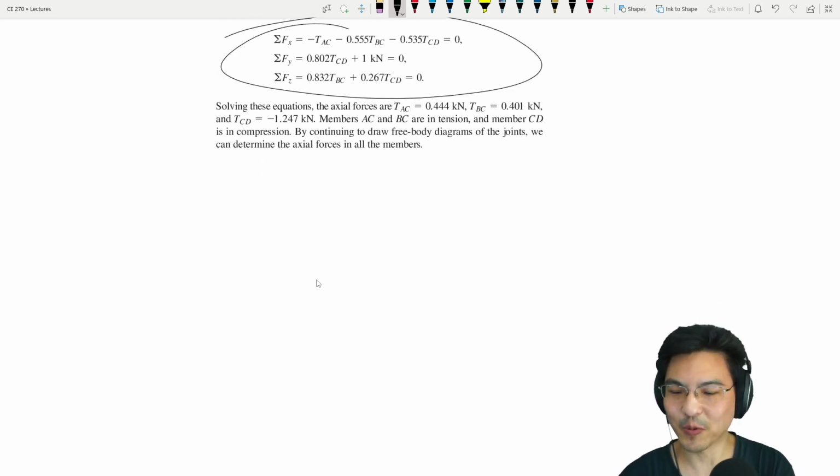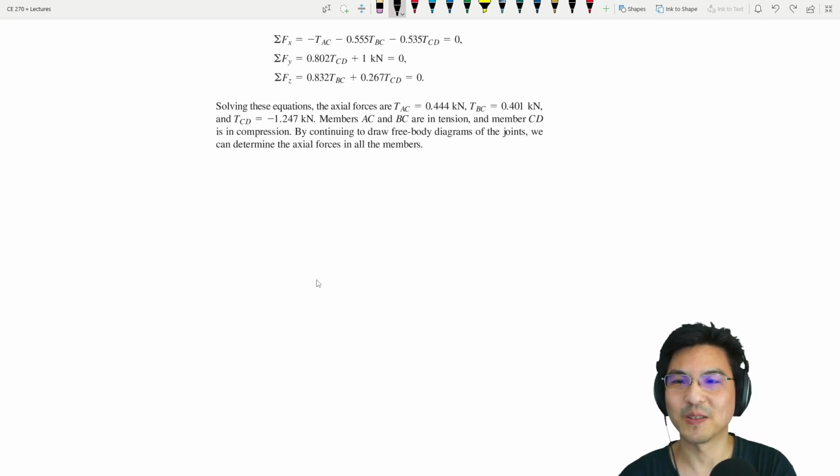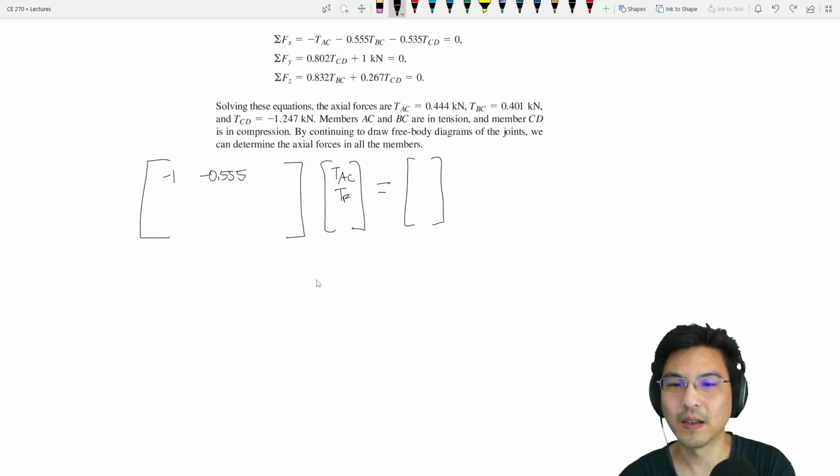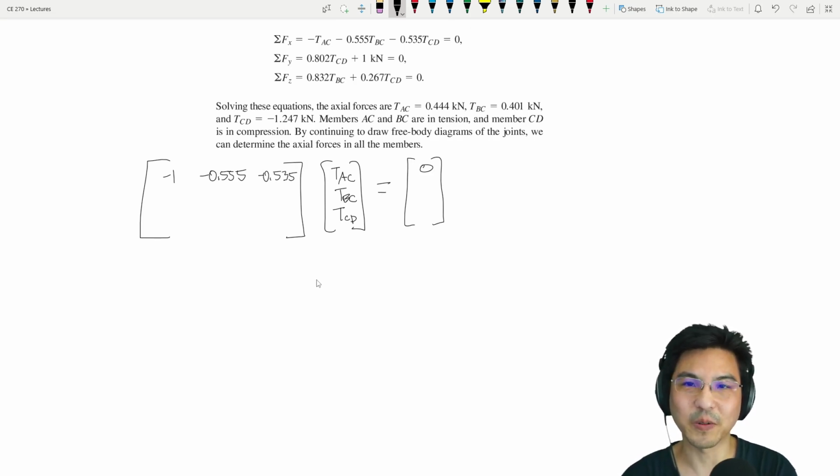Write this system of equations in matrix form. So we have three equations, three unknowns. So it's going to be a 3 by 3 matrix times a 3 vector equals another 3 vector. So here we go. First equation, this one. So minus 1 TAC minus 0.555 TBC minus 0.535 TCD equals 0. Right, so there's the first equation.